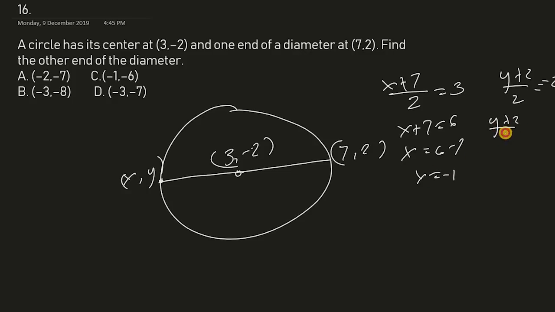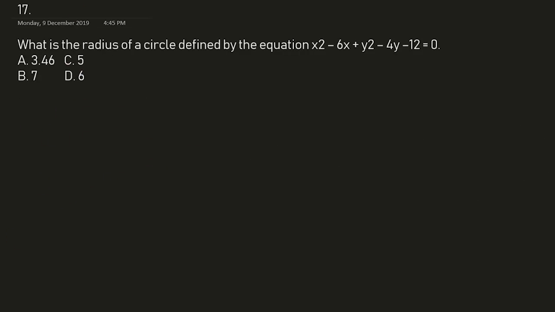Ito, y plus 2 divided by 2. 2 transpose natin sa kabila. Ito magiging negative 4. Y is equal to negative 4 minus 2. Magiging y is equal to negative 6. So this coordinate xy is basically negative 1 and negative 6. And our answer is letter C. Yes. It's midpoint formula. Next, number 17.